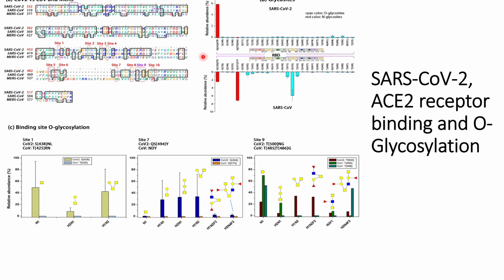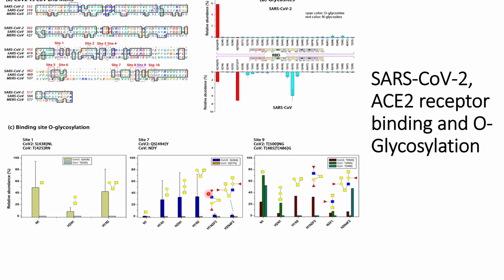Then later on they decided to check whether this receptor binding domain has either an O-glycan site or an N-glycan site in abundance. When they checked SARS-CoV, they saw that it has one N-glycan site, whereas SARS-CoV-2 has two N-glycan sites and a few O-glycan sites also. Later on, they went into more detail to check the sites observed to play a role between the receptor binding domain and the ACE2 receptor, and whether there is an O-glycosylation site nearby. So they checked three sites, that is site 1, site 7, and site 9.